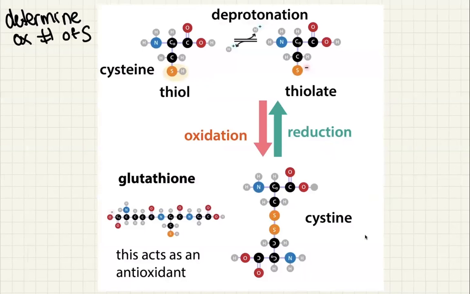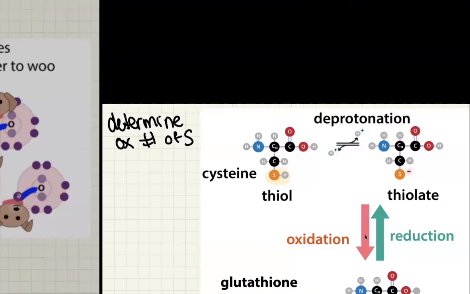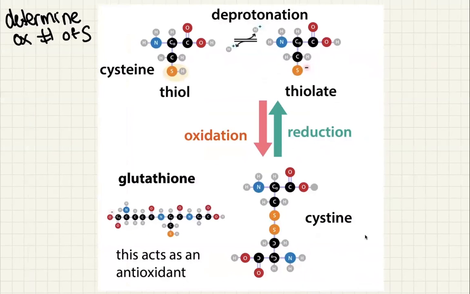One other place where you're going to see oxidation and reduction show up in biochemistry is in the case of cysteine and thiols and thiolates. With cysteine, we can have it be deprotonated or protonated. So we can go from a thiol, the protonated state, to a thiolate, the deprotonated state. And we can also get it oxidized or reduced. When cysteine oxidizes, it forms these crosslinks, which are disulfide crosslinks, disulfide bonds.